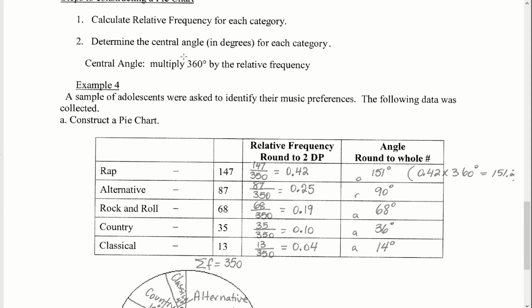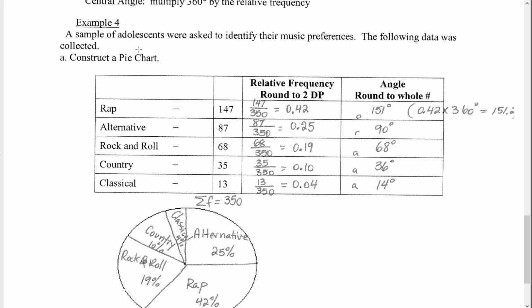From that, we then want to determine the central angle for that category. A central angle in a circle is simply any angle whose vertex is at the center. The central angle is found by taking the relative frequency from a moment ago and multiplying it by 360 degrees.